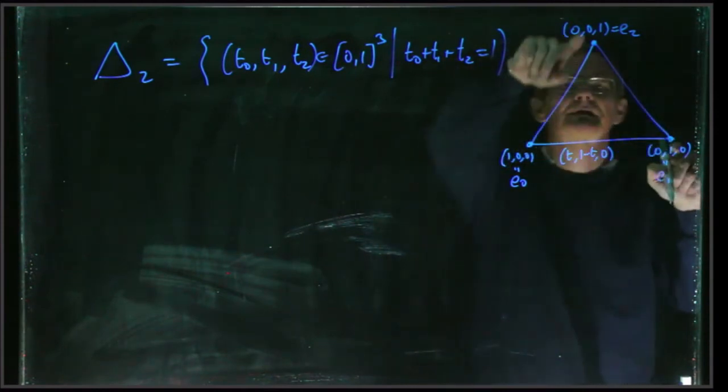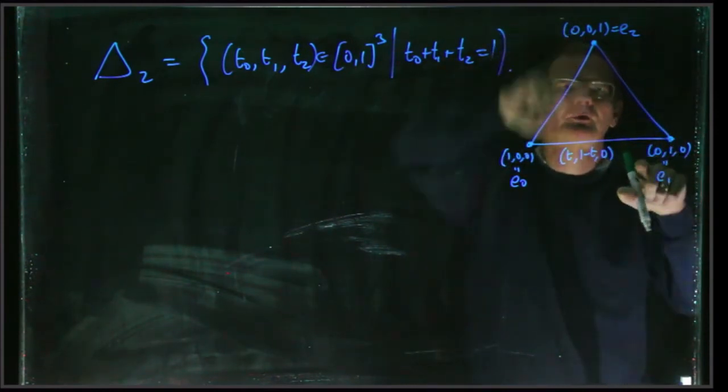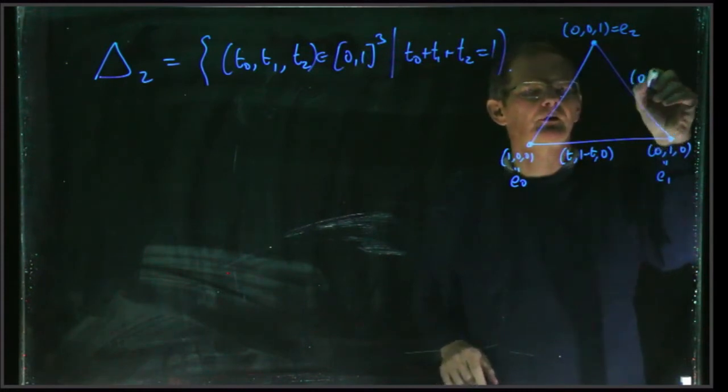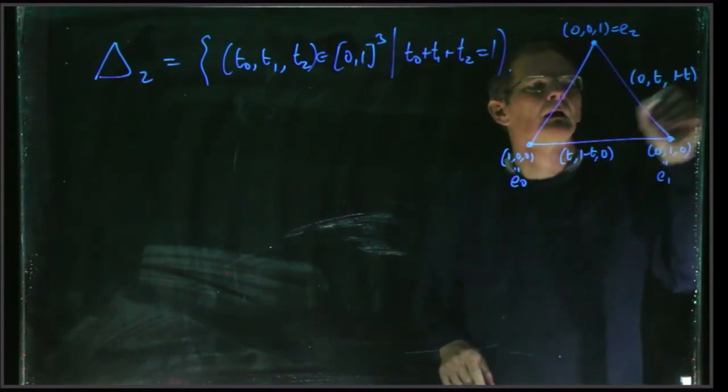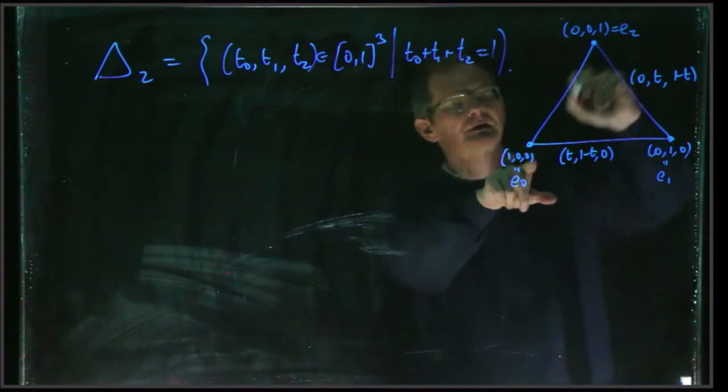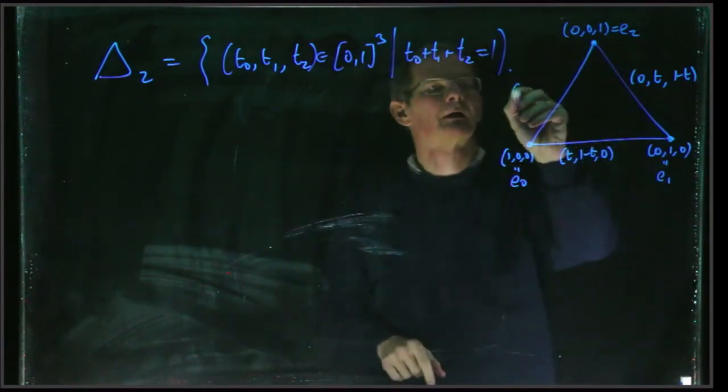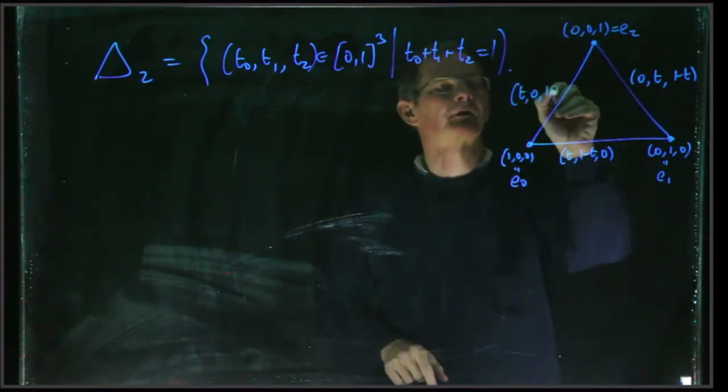Along this edge, these are all the points where the first coordinate is 0, so this is (0, t, 1 minus t). And along this edge, this is where the middle coordinate is 0, so you've got (t, 0, 1 minus t).